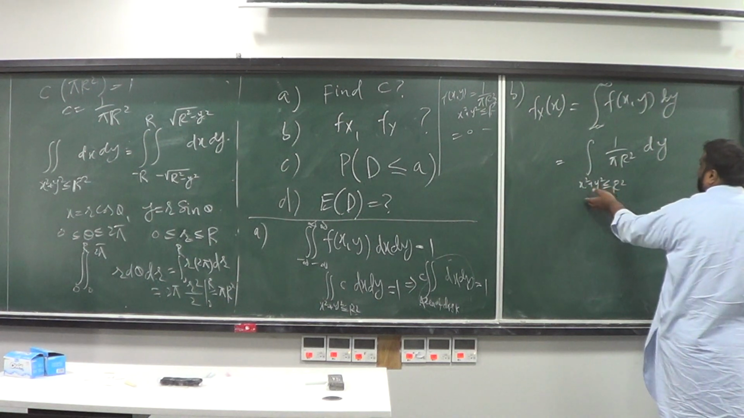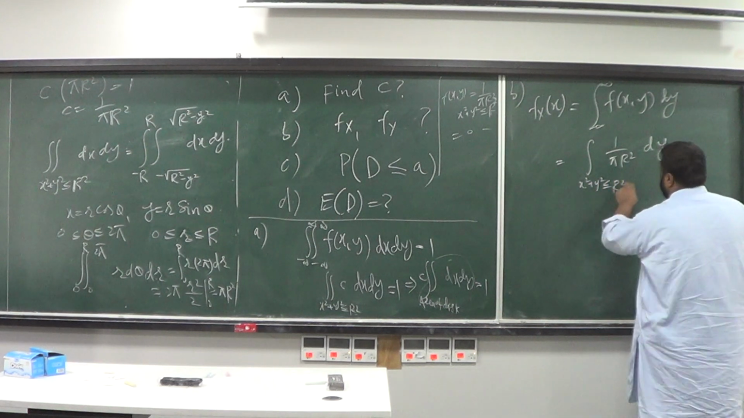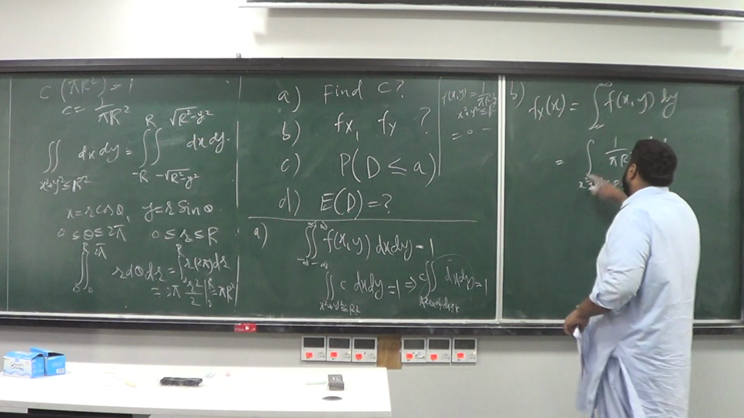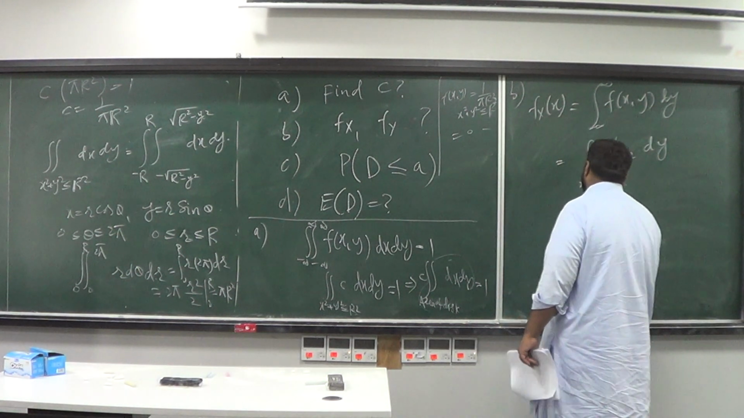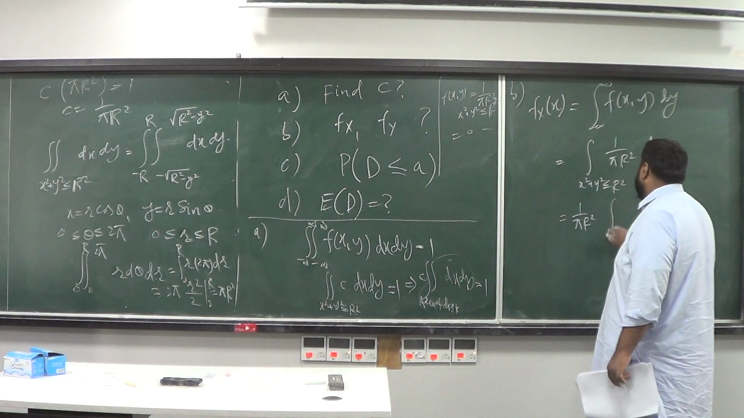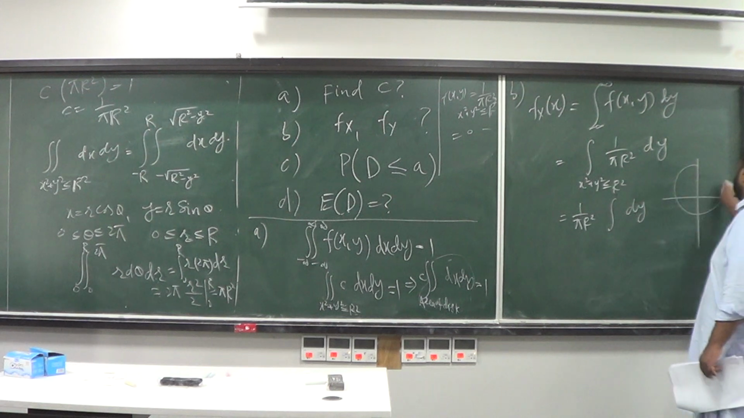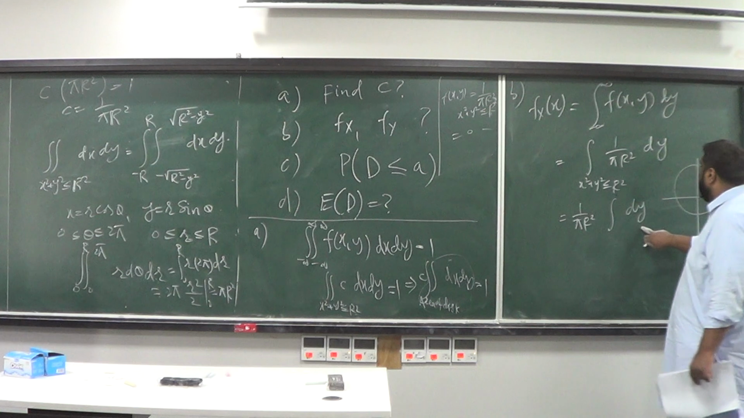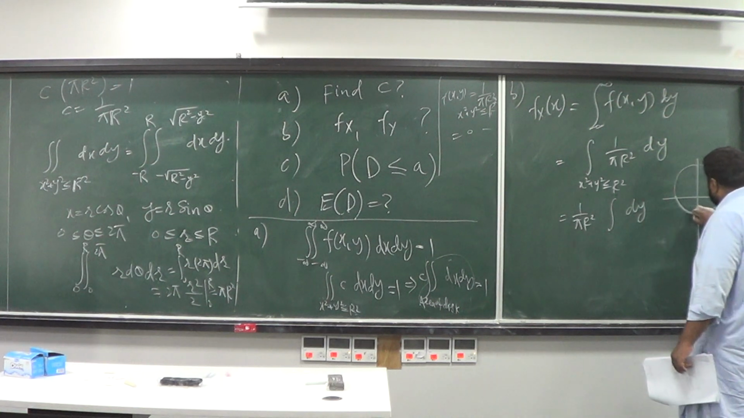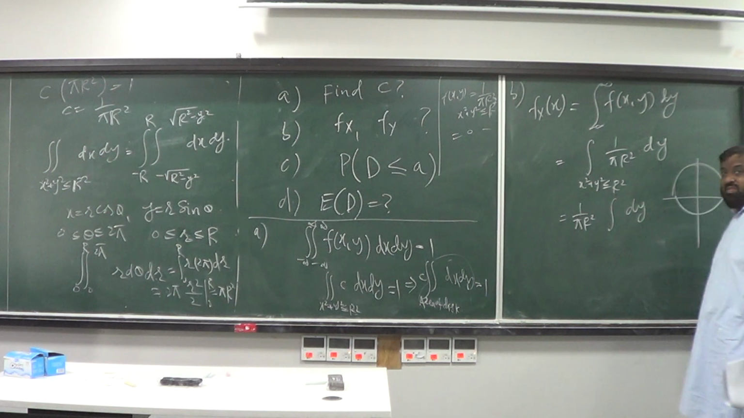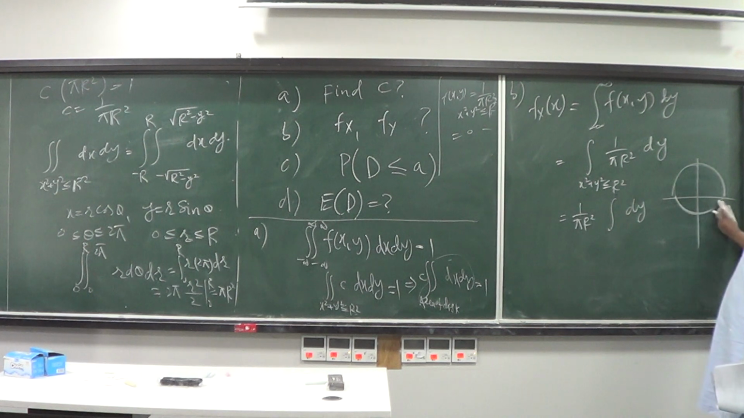I'm writing it abstractly, and later I'm going to put in the limits: in this region, what are the limits on y? So 1 over pi r squared is going to be outside, and you're going to have the integral of dy. Again, I'm going to draw the circle and see where y varies from and to. The y varies always from the lower half to the upper half of the circle. The question is, what is the value of y on the lower half of the circle? On this circle, I know that x squared plus y squared is r squared, so I can compute the value of y.